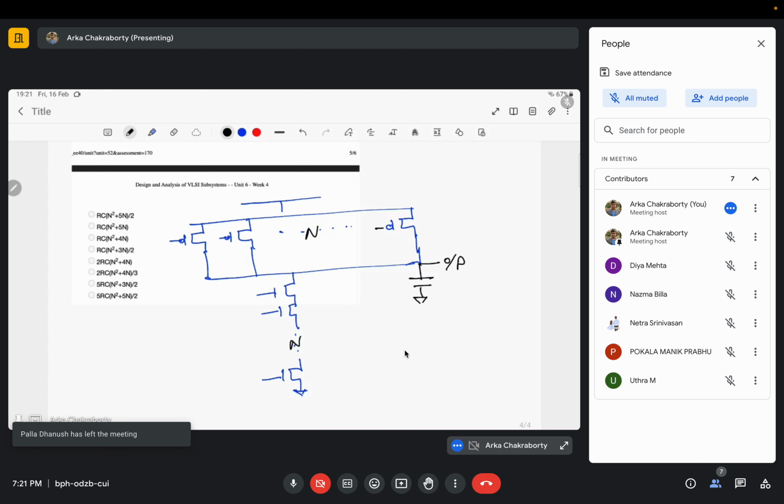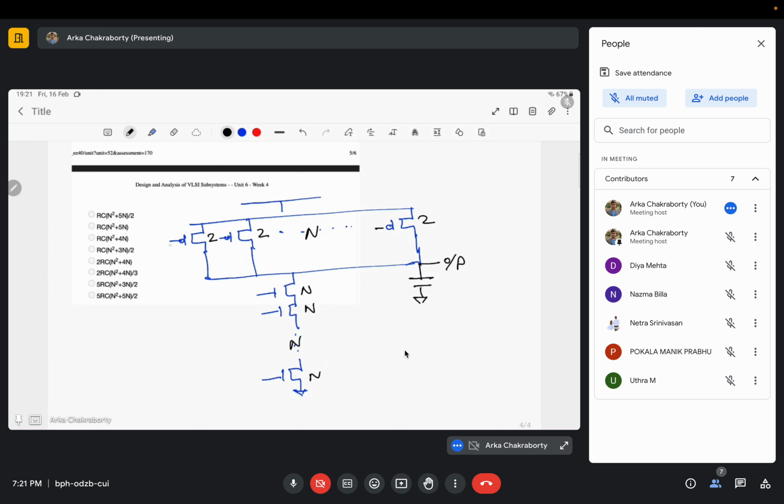Now tell me, what would be the value of this PMOS? What would be its strength? What would the W's be? Anyone? Yes, it would be 2. Correct. And for the NMOSes, what should W be? Yes, exactly, N. Okay, so what are the capacitances? What will be the capacitance here?